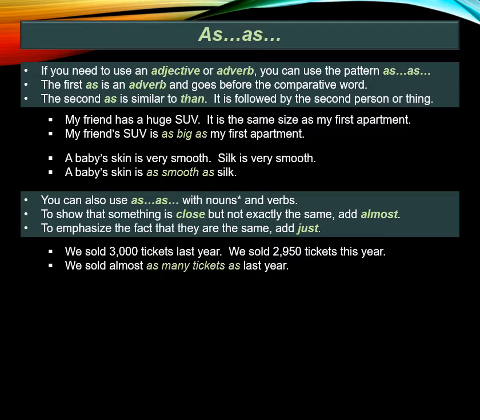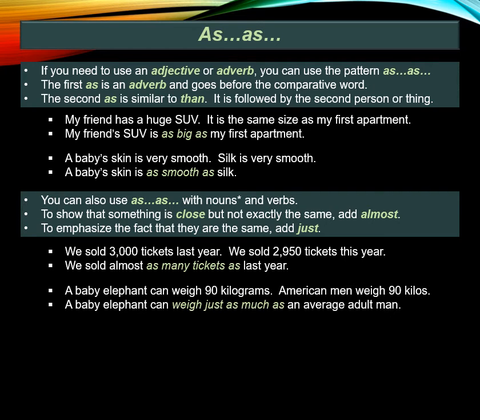We sold 3,000 tickets last year. We sold 2,950 tickets this year. We sold almost as many tickets as last year. A baby elephant can weigh 90 kilograms. American men weigh 90 kilograms. A baby elephant can weigh just as much as an average adult man.